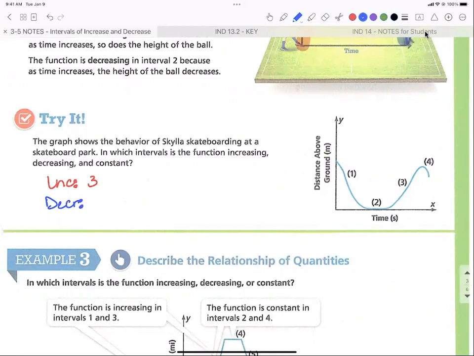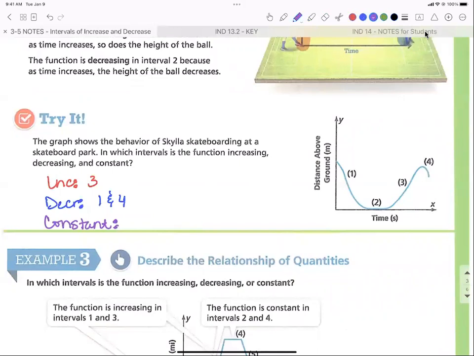Jacob, where is it decreasing? And good. 1 and 4. Those are the 2 spots where it's decreasing. This is something we haven't really talked about, but where is it constant? It's not going up. It's not going down. Dayton, what do you think?